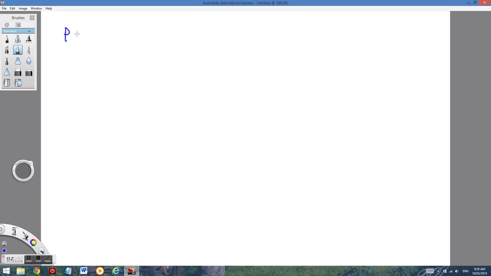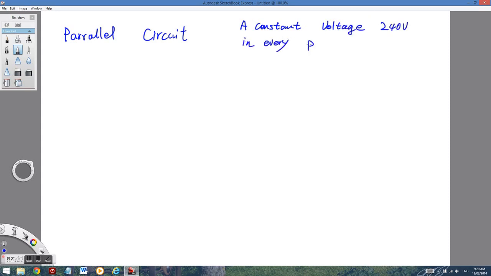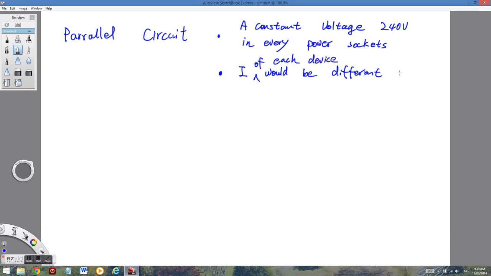Let's do a summary of this. In household electrical circuits, we use parallel circuits. This is to ensure a constant voltage of 240 volts in every power socket in your house. So as a result, the voltage is the same. So electrical devices of different power usage draw different current.